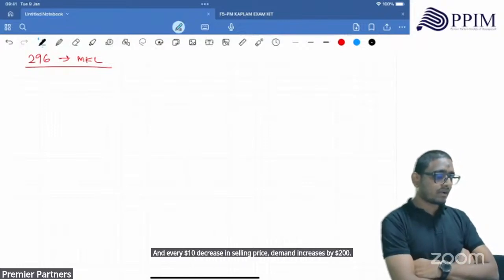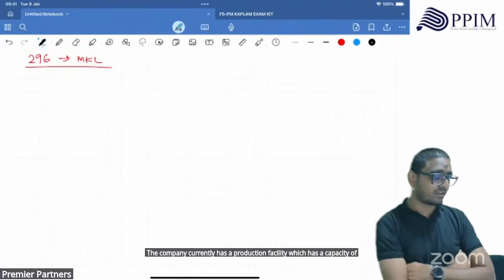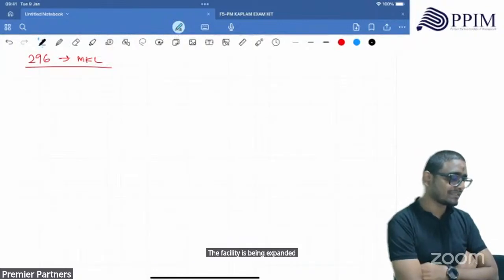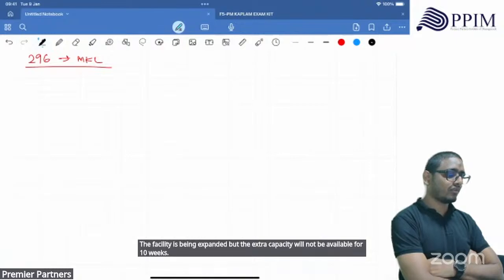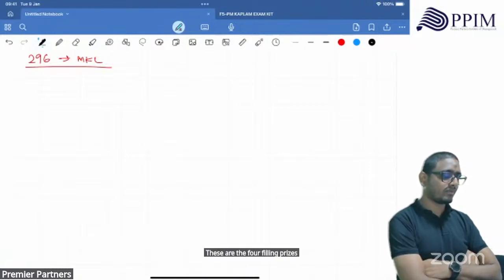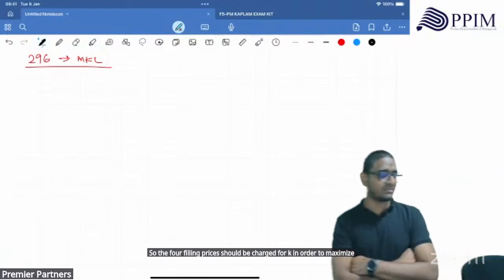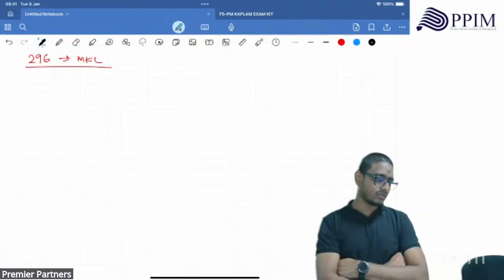The company currently has a production facility which has a capacity of 2,000 standard hours per week. The facility is being expanded, but the extra capacity will not be available for 10 weeks. Calculate which of the 4 selling prices should be charged for K in order to maximize its contribution during its maturity stage. Okay, see if you can quickly work that. Shouldn't be difficult.